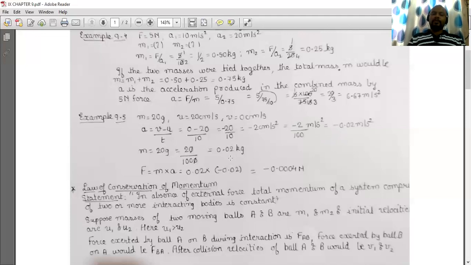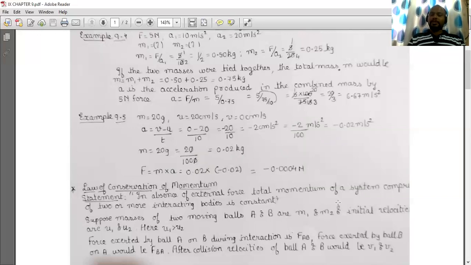The mass is given as 20 gram. That is 20 upon 1000, which gives us 0.02 kg. Force is nothing but the product of mass into acceleration. So that is 0.02 into negative 0.02, which gives us negative 0.0004 Newton. A negative sign indicates that the frictional force is applied in the direction opposite to motion.